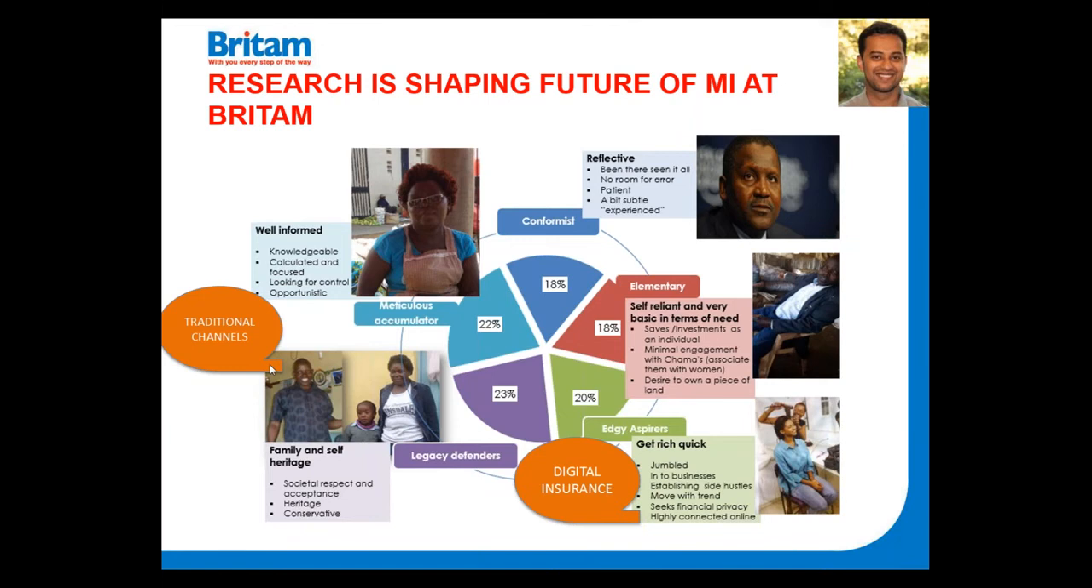The first of these segments, on the bottom right of your screen, we are calling edgy aspirers. These customers are young urban men and women who conduct multiple side businesses. In Kenya, it's called side hustles, and they are very active online. When we look at their financial services behavior, we realize that they prefer simple products that they can get through mobile phones. They don't have time or even interest to visit our traditional insurance branches or meet our agents. And thus, we are trying to reach this segment through different digital insurance products.